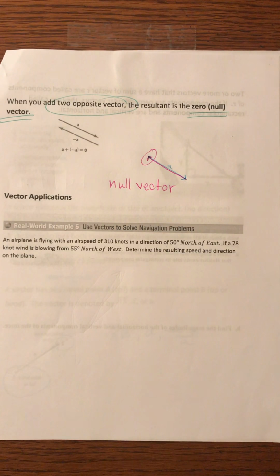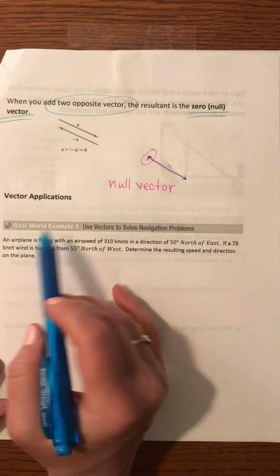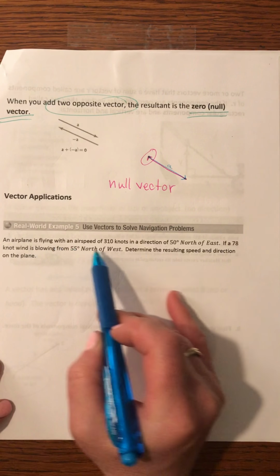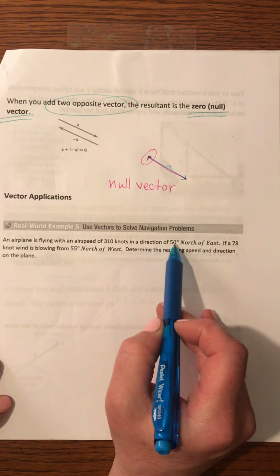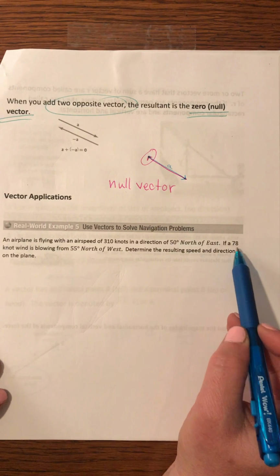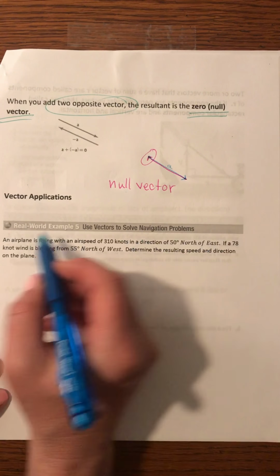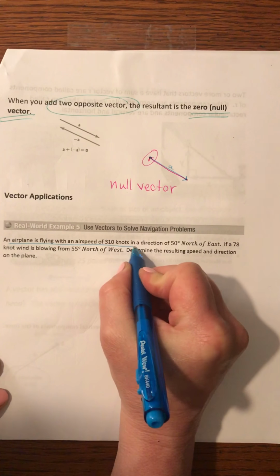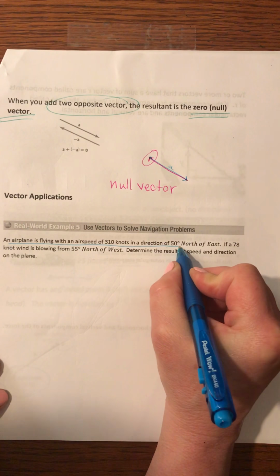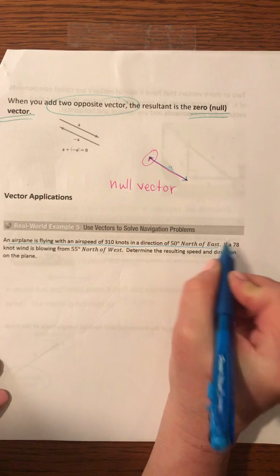Okay, I do have a couple of applications just to show you what this would actually be for. Again, we have an airplane problem here, and it says an airplane is flying with an airspeed of 310 knots in a direction of 50 degrees north of east. So we've got an airplane that's flying 310 knots, 50 degrees north of east.